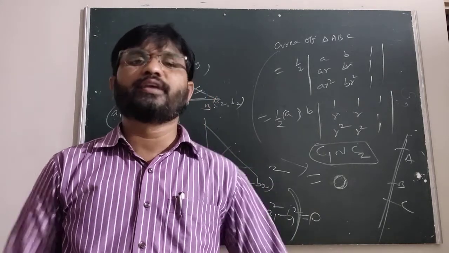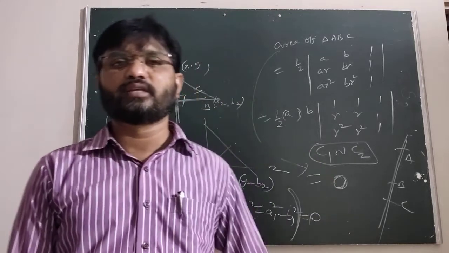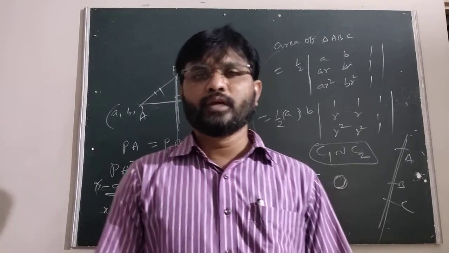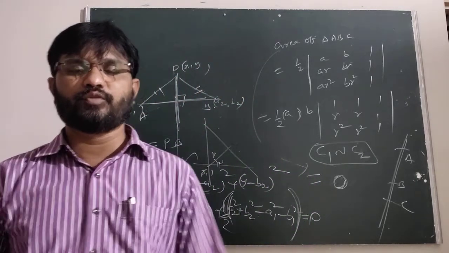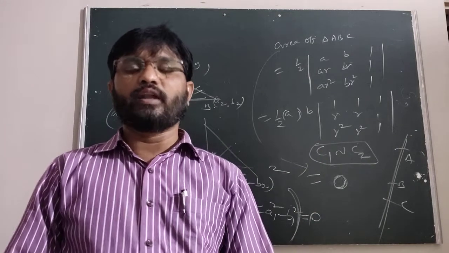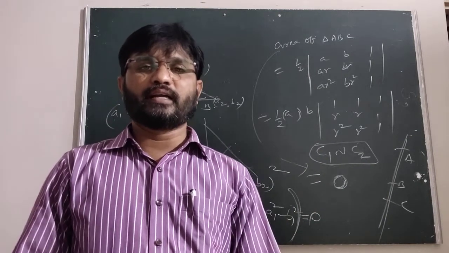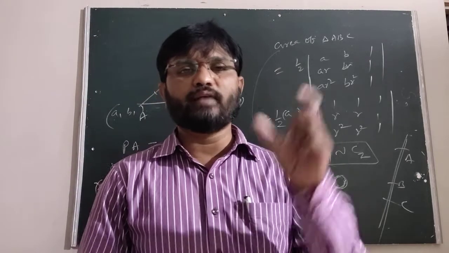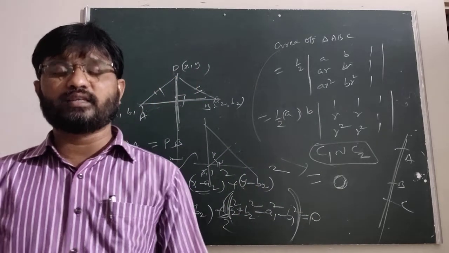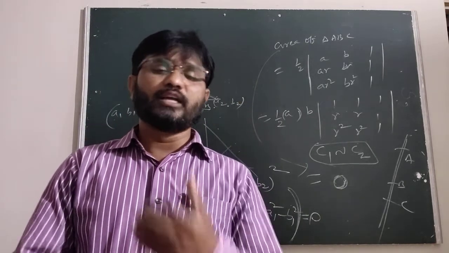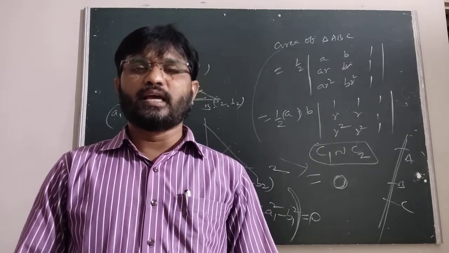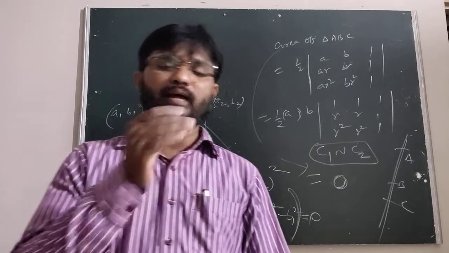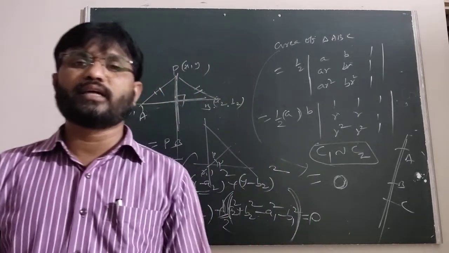Another topic is concurrent lines. 3 or more lines are said to be concurrent if they have a point in common. That means 3 or more lines are passing through one and only one point. That point is called the point of concurrence. How to prove that 3 lines are concurrent? We first find the point of intersection of 2 lines, then substitute in the third line; if it is satisfied, the lines are concurrent. Another method is the determinant equal to 0. And the third method is lambda 1 L1 plus lambda 2 L2 plus lambda 3 L3 equal to 0.